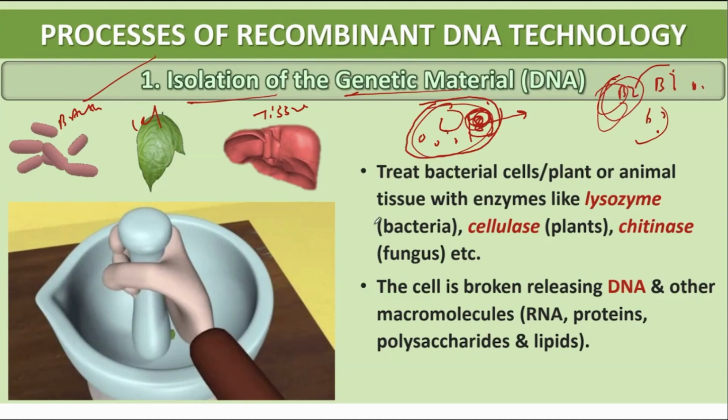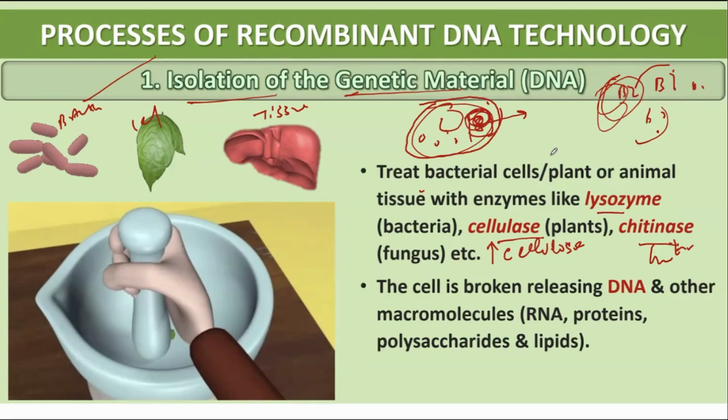Now, in order to break the cell wall and bring out the DNA, we can treat the bacterial cells, plant cells or fungal cells with enzymes like lysozyme, cellulase, chitinase. Since the plant's cell wall is made up of cellulose, it can be degraded by cellulase. And the fungal cell wall is made of chitin. It can again be broken down with the help of chitinase.